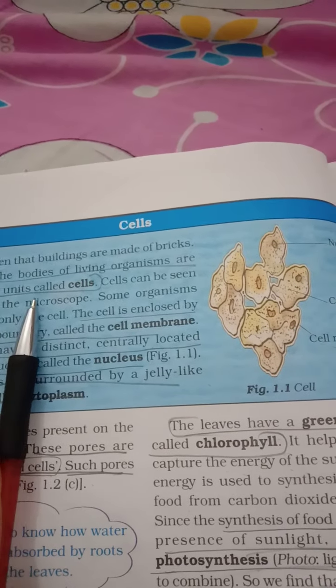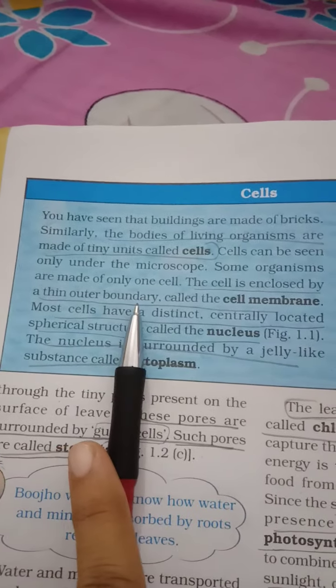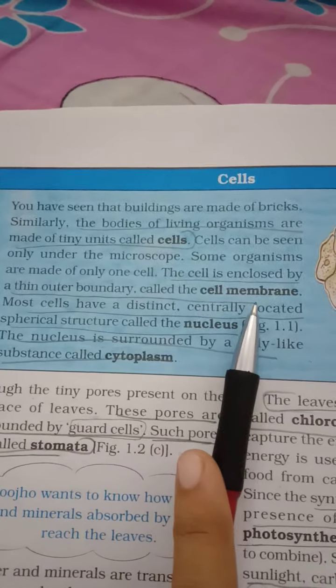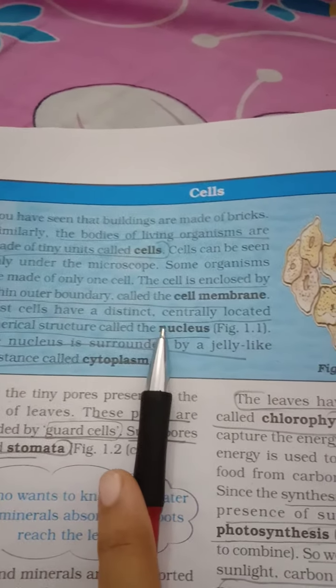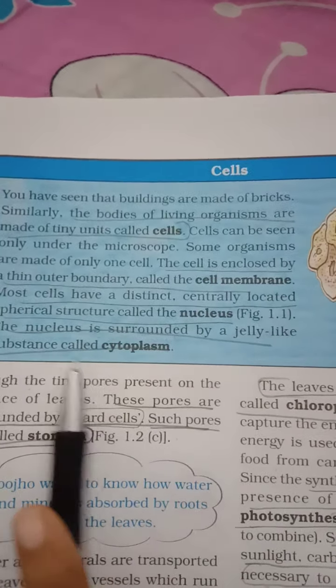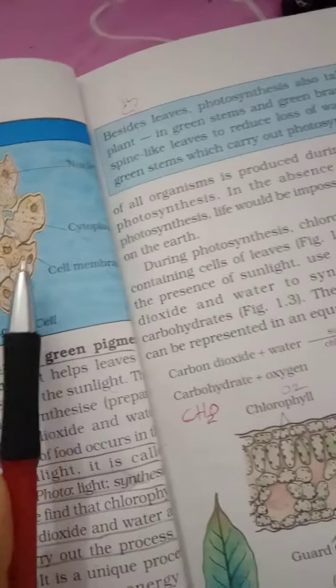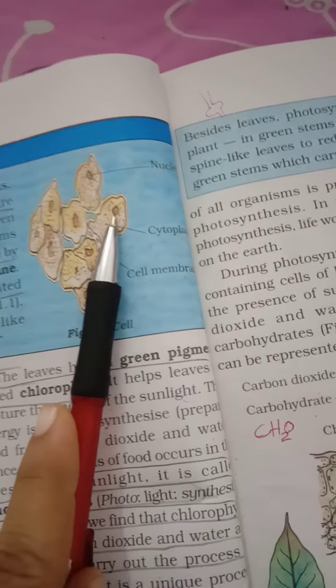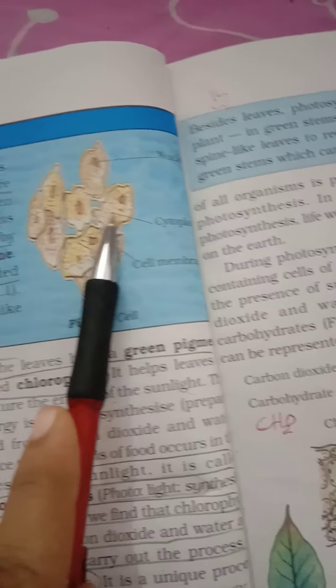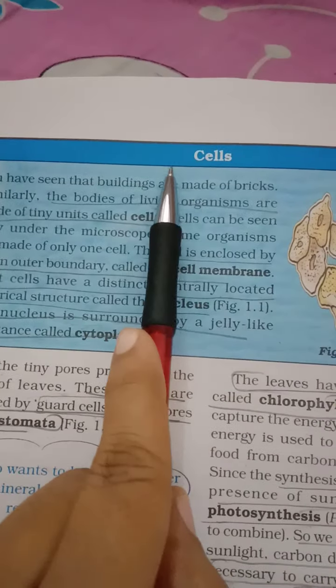So we need to understand what a cell is. The cell is the tiny unit of the living organism. And this cell is enclosed by a thin outer boundary called the cell membrane. Most cells have a distinct, centrally located spherical structure called the nucleus. And this nucleus is surrounded by a jelly-like substance called cytoplasm. So this is your cell membrane, this thin border. This spherical structure is known as the nucleus, and this jelly-like substance is known as cytoplasm. So we understand what a cell is.